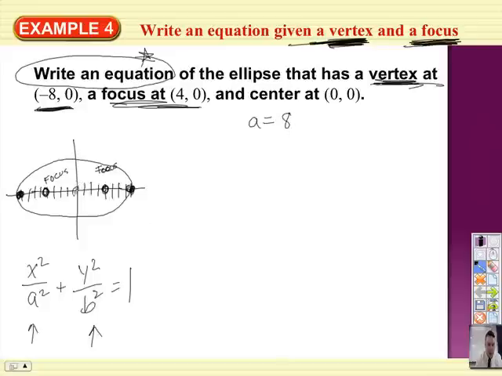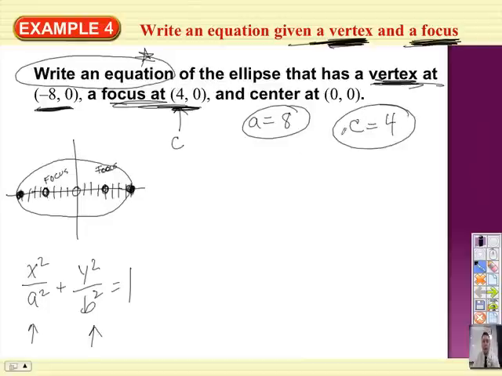It's just the distance between the center and the vertex. A is 8. They don't tell us b, but they do tell us a focus, which means they're telling us the c value. C is always positive as well. So even if they said the focus is (-4, 0), I would still say c equals +4. A, b, and c are always positive. Now, since we have a and c, we don't have b, we have to go find b.